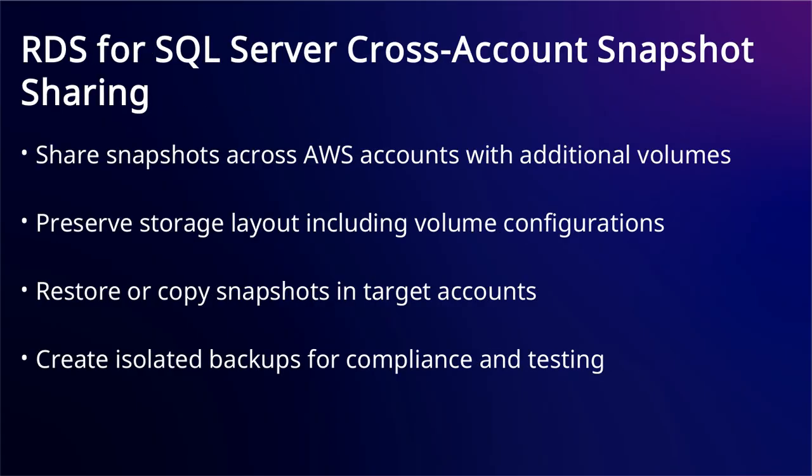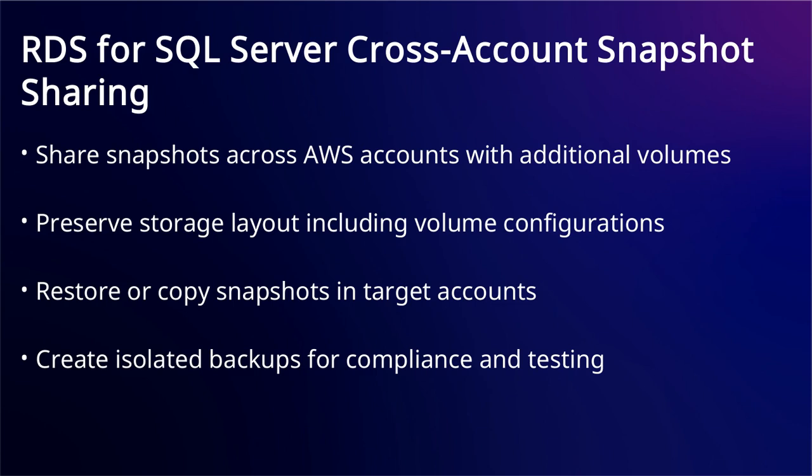Organizations using RDS for SQL Server with additional storage volumes face challenges in managing backups across multiple AWS accounts for compliance, disaster recovery, and testing purposes. Without cross-account snapshot sharing, you cannot easily isolate backup environments or investigate production issues in separate development accounts. This feature enables you to share snapshots of database instances that use up to 256 TB of storage across additional volumes between AWS accounts.